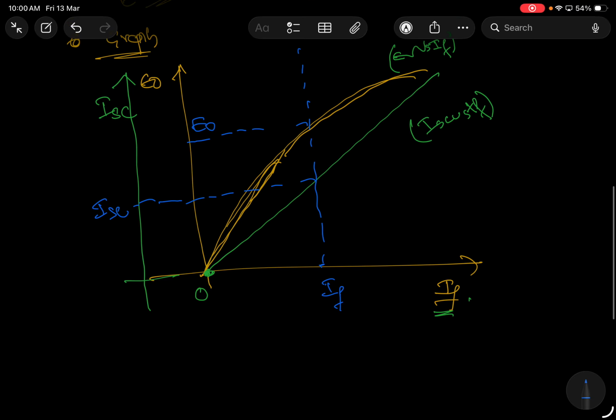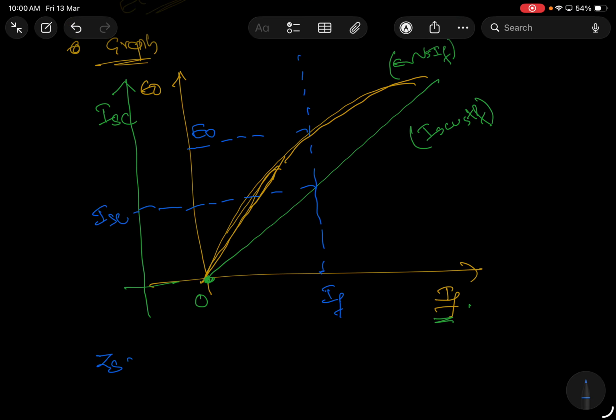So what will you do with this? Now let's write the synchronous impedance. Now we are trying to find the synchronous impedance. The synchronous impedance formula is nothing but E naught, the open circuit voltage, divided by the short circuit current, for the same fixed value of field current IF. That is E naught by ISC.